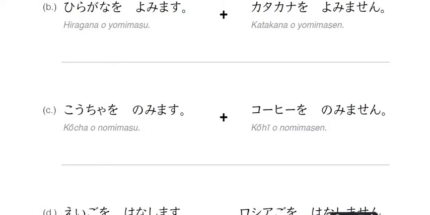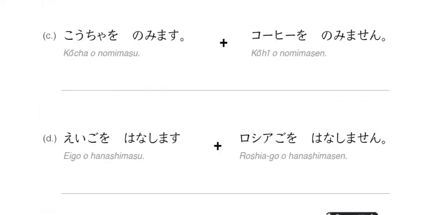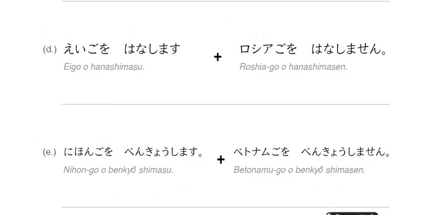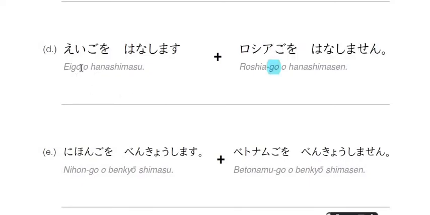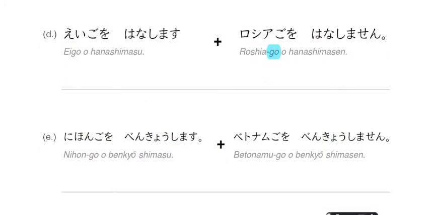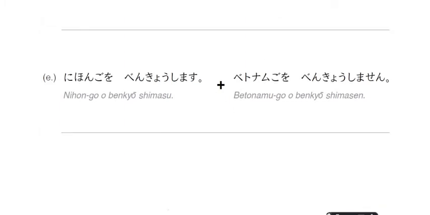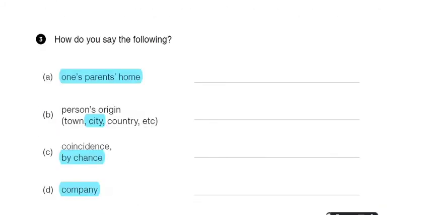紅茶を飲みます。コーヒーを飲みません。紅茶 is Western black tea, and coffee is coffee. I prefer coffee. 家がを話します。ロシア語を話しません。So whenever you see this go at the end, it shows that it's a language. So 家語 is English. ロシア語 is Russian. 日本語を勉強します。ベトナム語を勉強しません。So you see the particle o? What are you going to replace them with? Yes, the particle wa. Okay, now how do you say the following in Japanese?